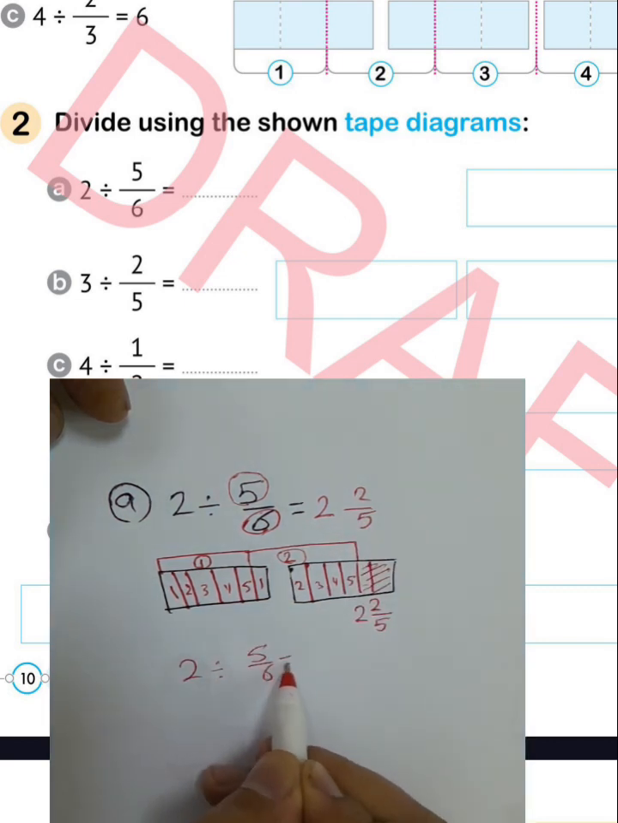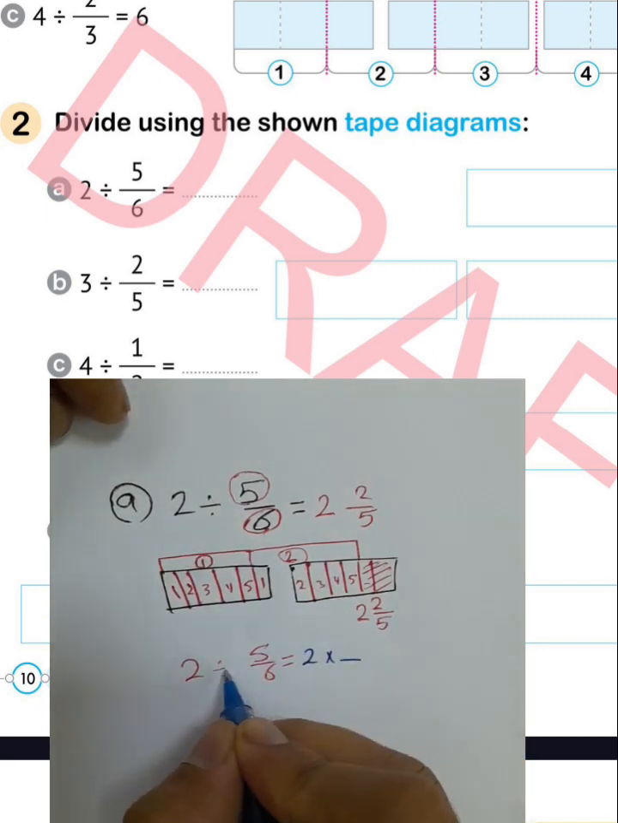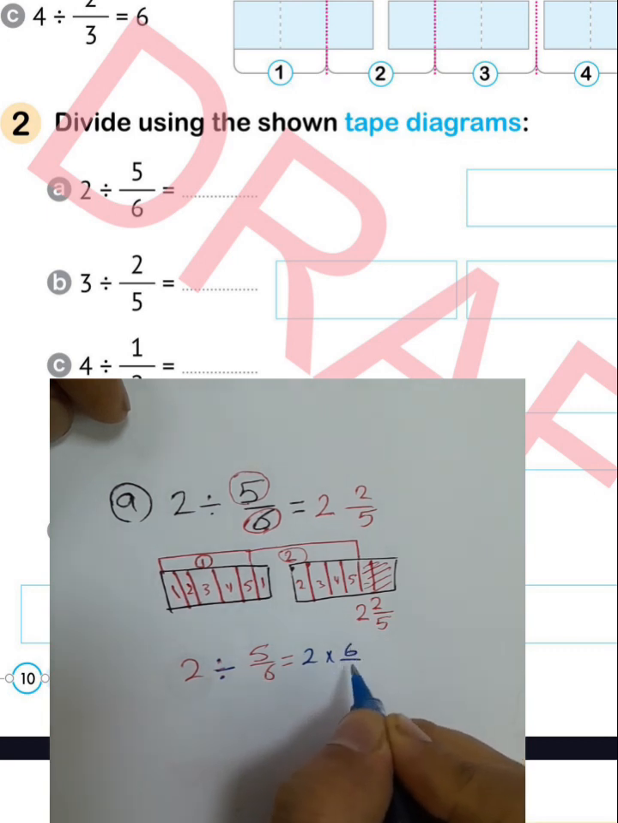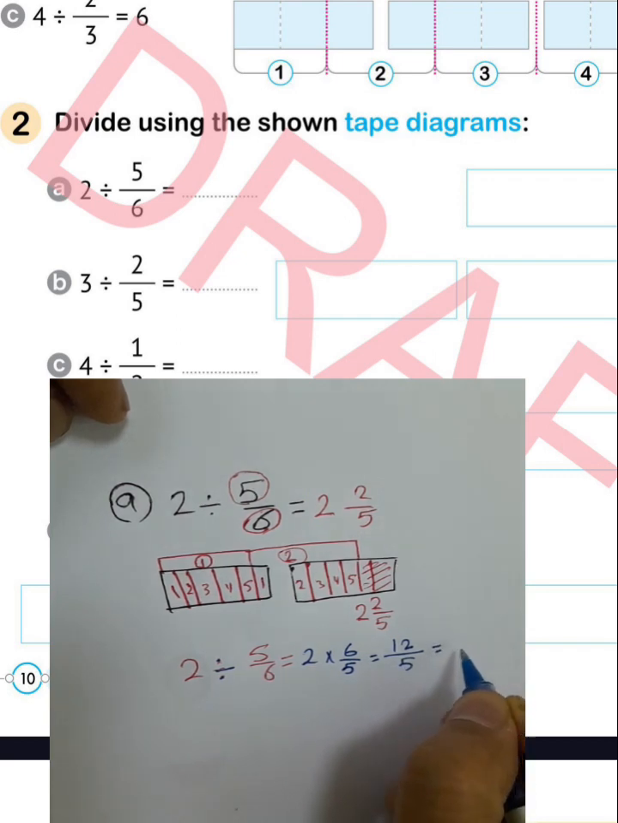2 divided by 5/6. We can solve it by converting from division to multiplication and writing the inverse of 5/6, to be 6/5. And 2 times 6 = 12, and write 5 in the denominator. And then you can write here 12/5 = 2 and remainder 2. It's exactly the result.